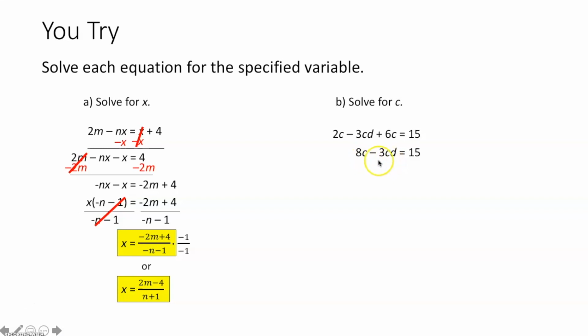We're going to factor out a c. So we take the c, put it outside the parentheses, and on the inside of the parentheses is just 8 minus 3d. And again, you could distribute this and get this. That's why they're equivalent. So I take out that c.